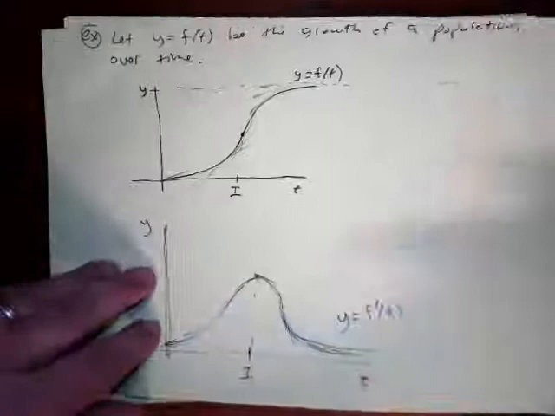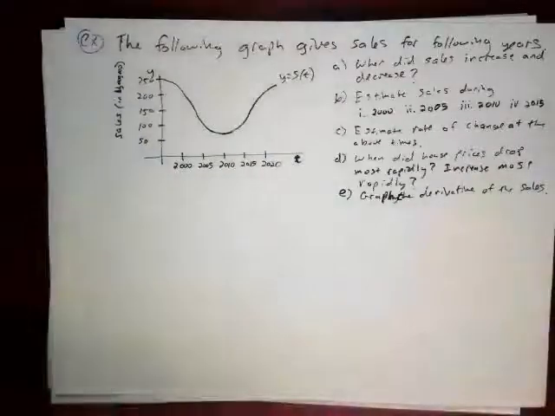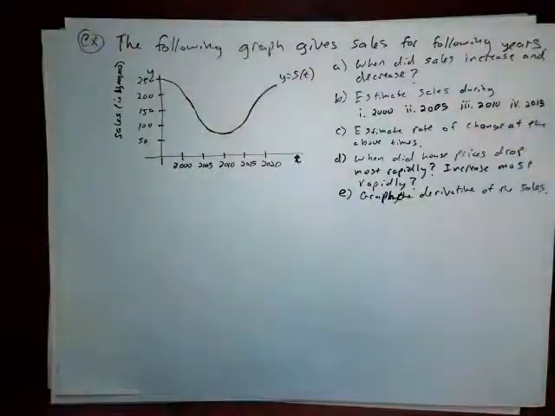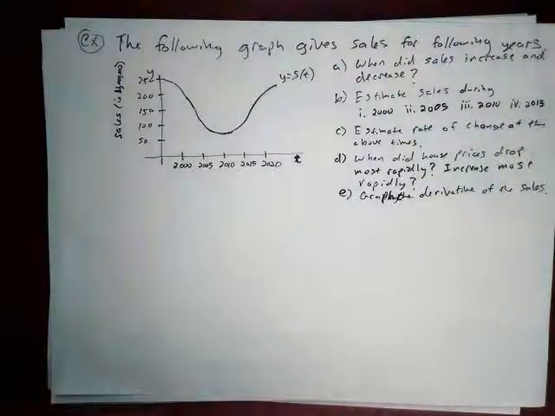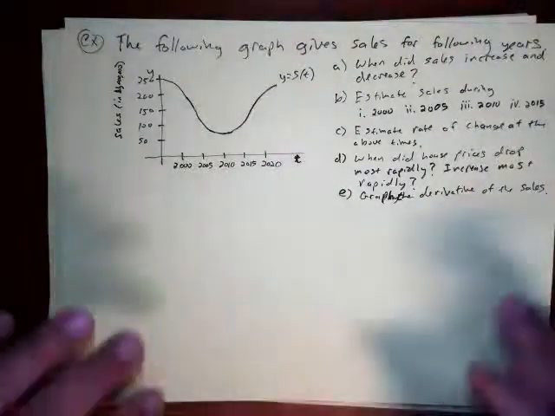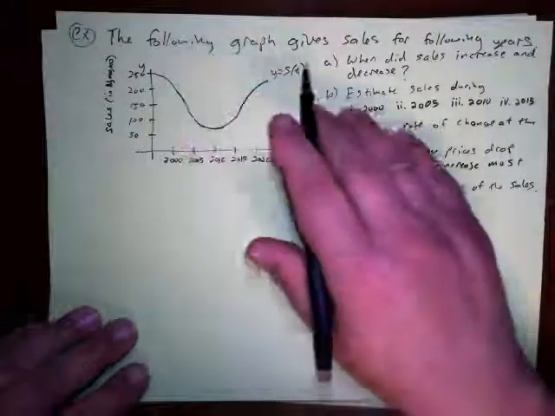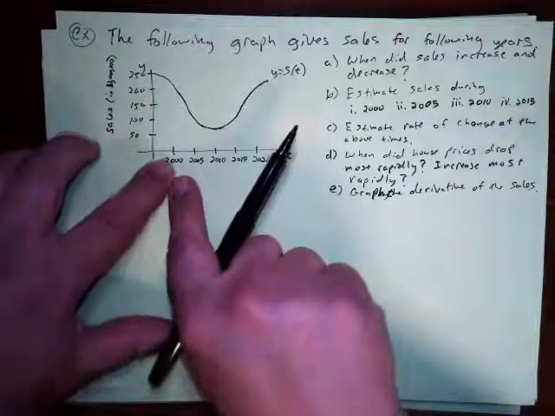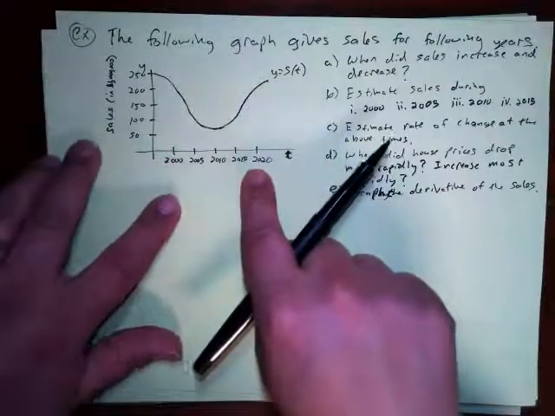So let's do one more example. This is similar to one that's in the homework. And so what we have here is kind of an application problem. And in this case, I'm told that the following graph gives the sales for the following years from like year 2000 to 2020.